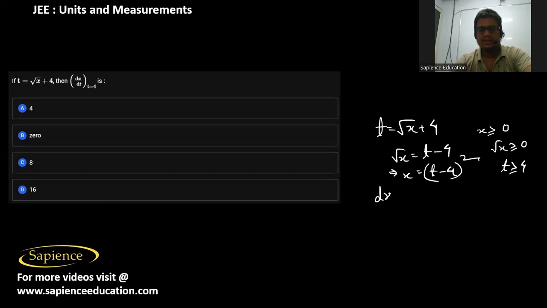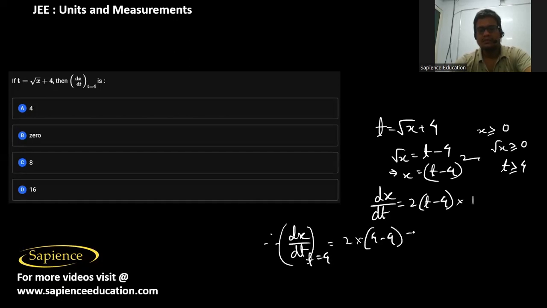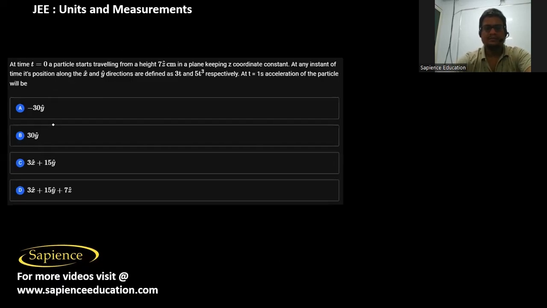And so then dx by dt will come 2 into t minus 4 into 1, 2 into t minus 4. So therefore dx by dt at t equal to 4 will obviously be 2 into 4 minus 4, that is equal to 0. So option B is the correct answer.